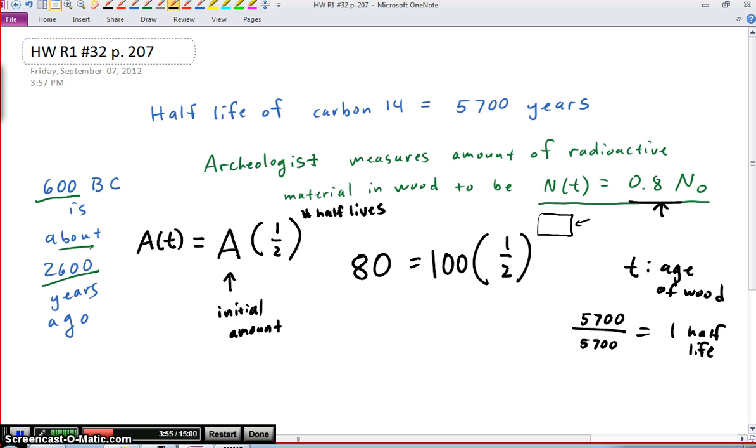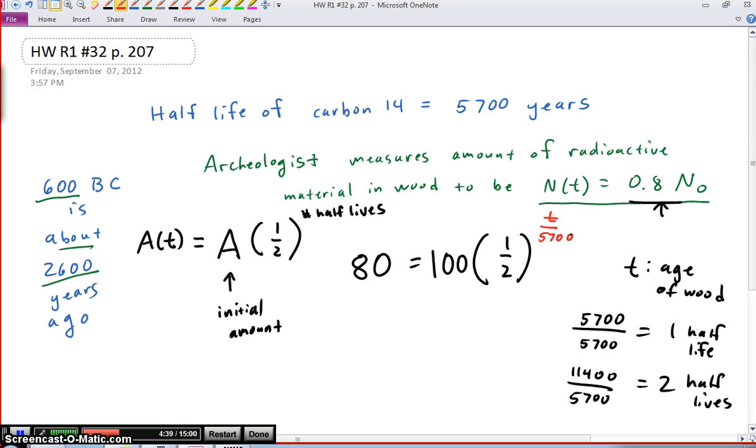Okay, well, suppose that it was 11,400 years old. How many half-lives is that? Well, it's 11,400 divided by 5,700, and that equals 2 half-lives. So what we're doing is taking the age of the material and dividing it by 5,700. Let's say we're halfway between 11,400 and 5,700. Well, that would be 1.5 half-lives. And that's what this exponent needs to be up here on a half-life problem. So I'm going to put T over 5,700.